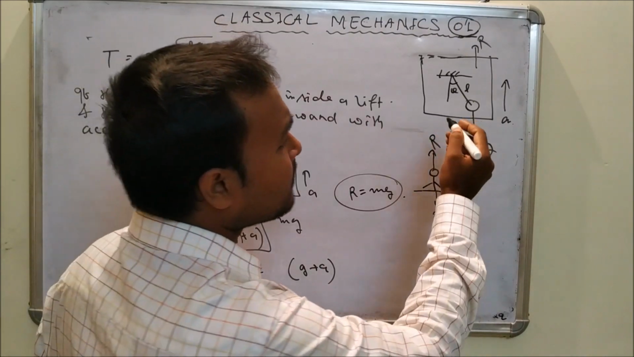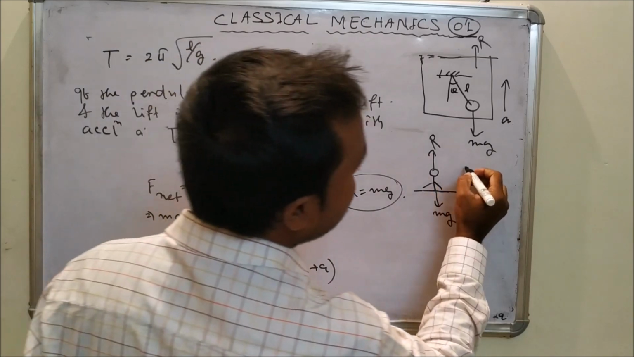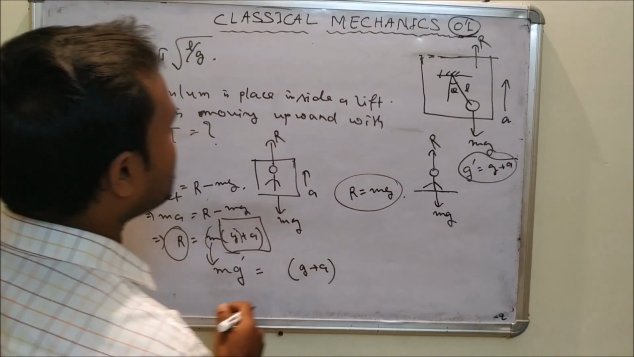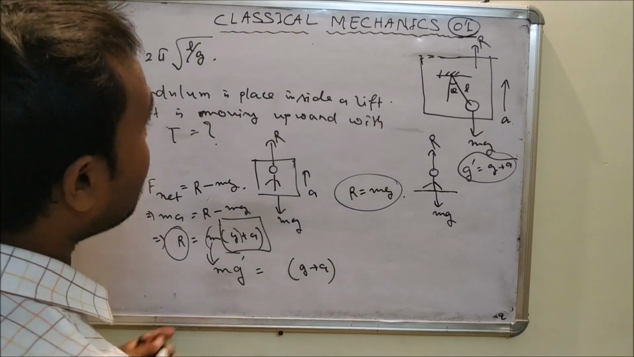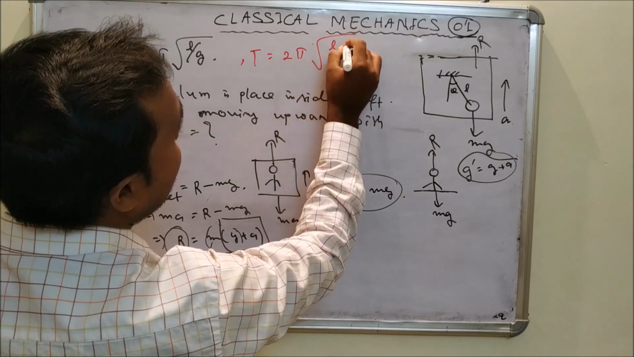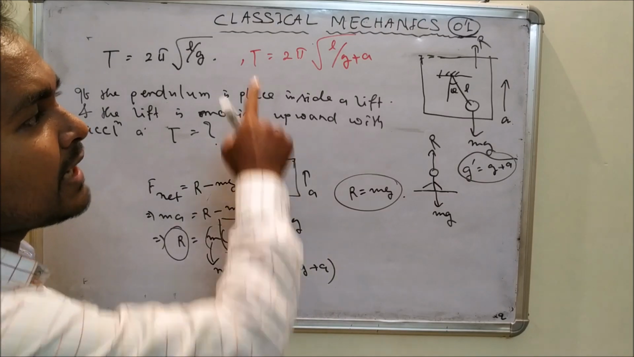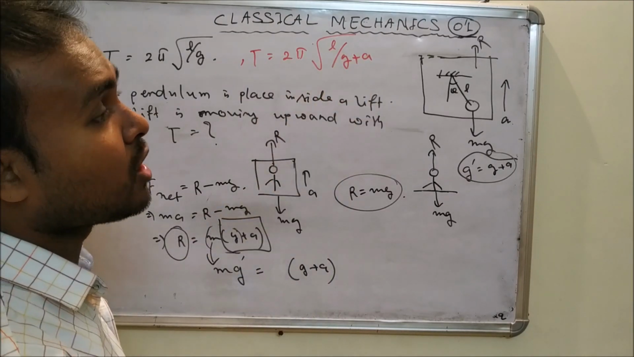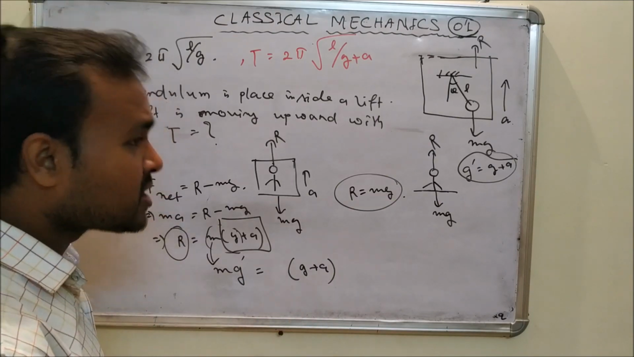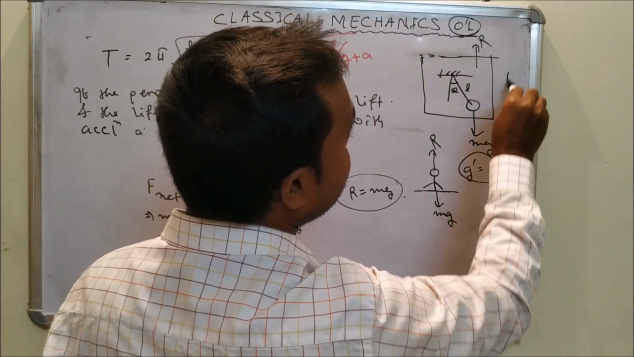That is why, you see, when the pendulum is here, the same condition you can calculate like this: your g dash will be g plus a. So in that case, what will be the time period? Tell me, what will be the time period? In this case, the time period is equal to 2 pi under root L upon g plus a. The time period will be changed.